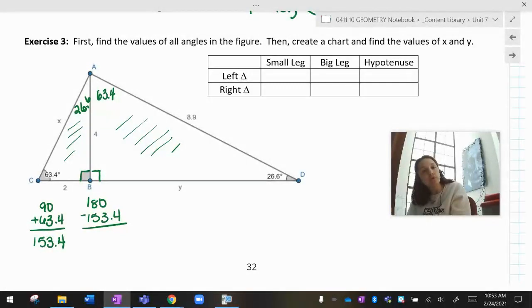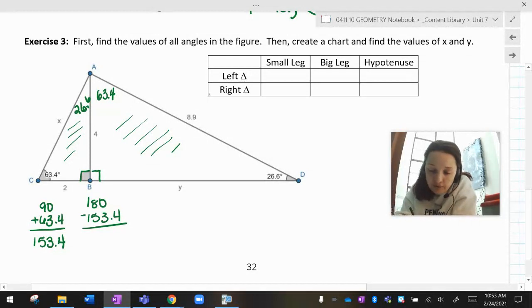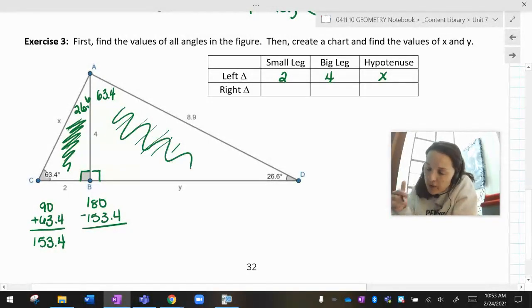So now that I know that those triangles are similar, I can compare their sides with proportions. So now I'm going to do that. In the left triangle, meaning the triangle on the left, the small leg is labeled as 2. The big leg is labeled as 4. And the hypotenuse, which is the one across from the right angle, is labeled as x. In this triangle over here on the right, the small leg is 4. The big leg is y, and the hypotenuse is 8.9.